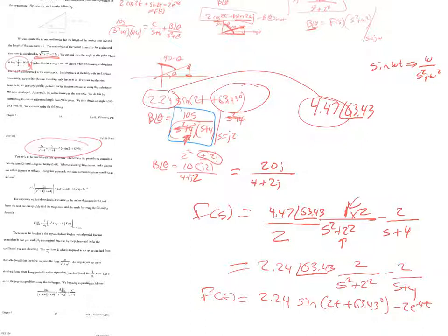Does this exist in the time domain? Absolutely. It's just a phase shifted sine wave. We do phase shifting in sine waves all the time. That just means it starts 63.43 degrees later, right? So yes, it works perfectly fine. This is a real world thing.